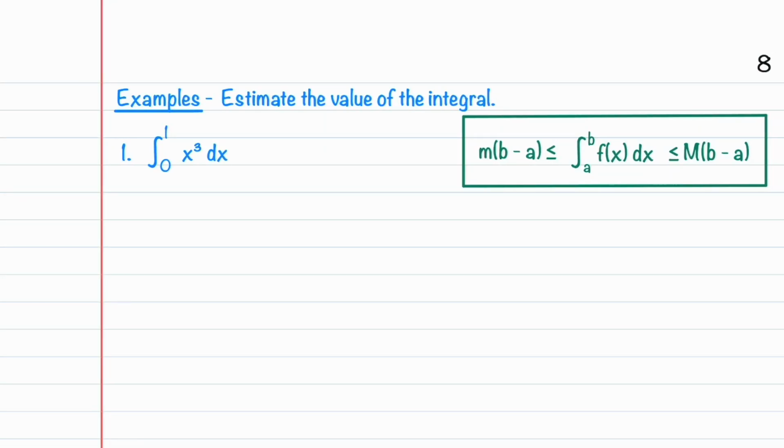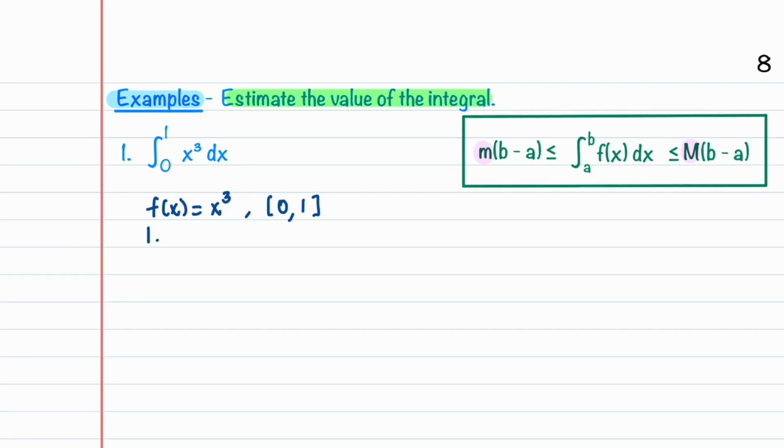We are going to walk through two examples where we are going to estimate the value of the integral that we're given using the comparison property. I've written the comparison property over here in this green box. Little m is the absolute minimum value of f of x on the interval, and then capital M is the maximum value of f of x on our interval. Let's begin by writing down that f of x is equal to x cubed, and our interval that we're integrating over is from 0 to 1.